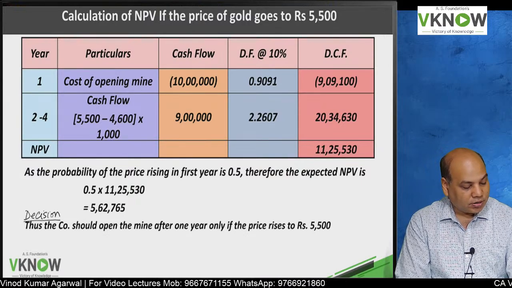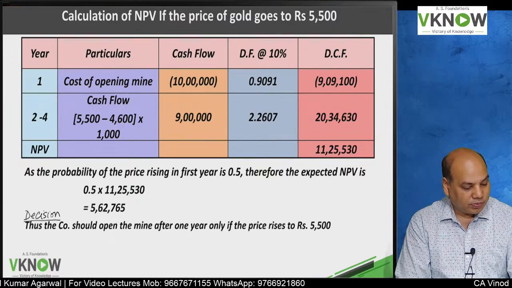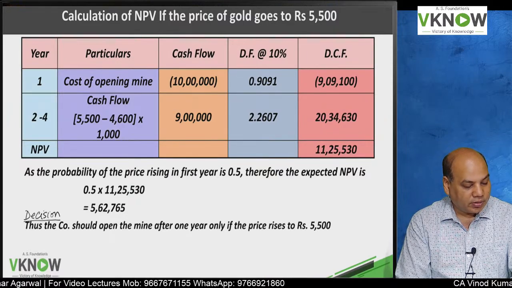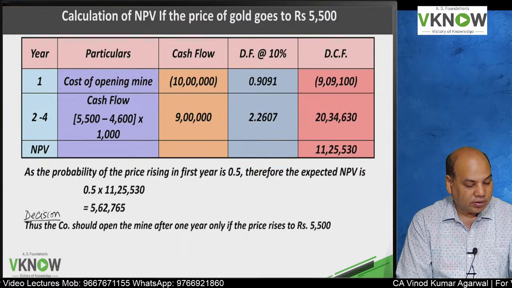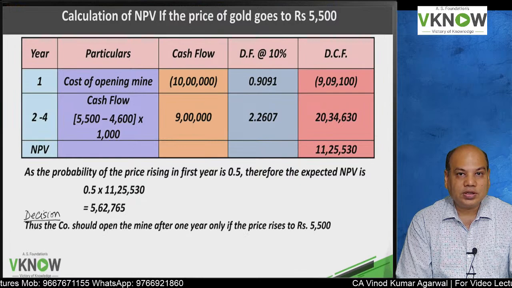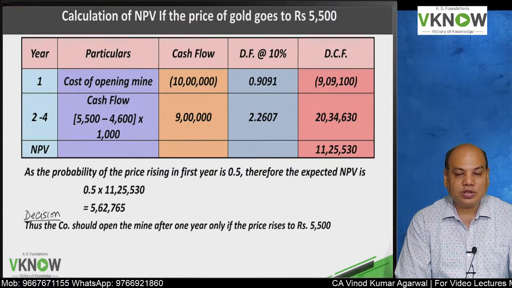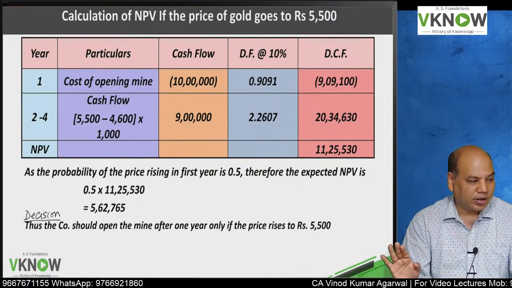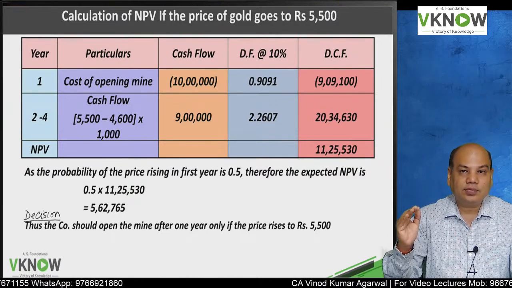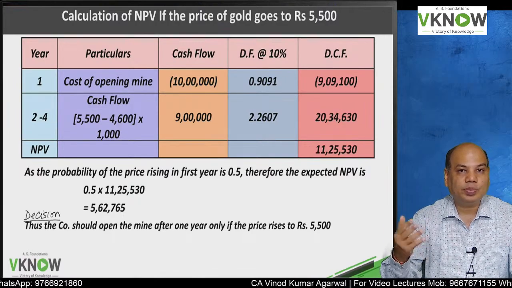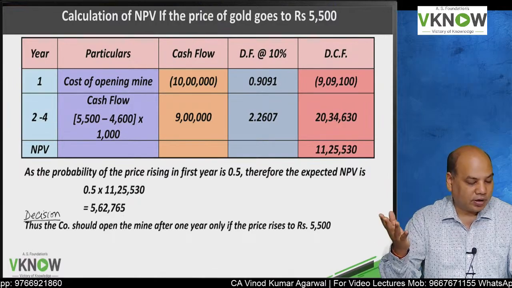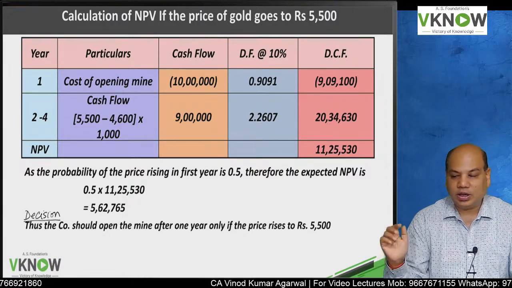The next question, I'll read from your book. What difference would it make to your decision if you could costlessly but irreversibly shut down the mine at any stage? Costlessly means no cost of shutting down the mine. Irreversibly means once the mine is shut down, you cannot reopen it again. It is shut down forever. Show the value of abandonment option.